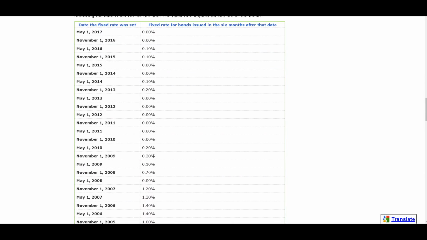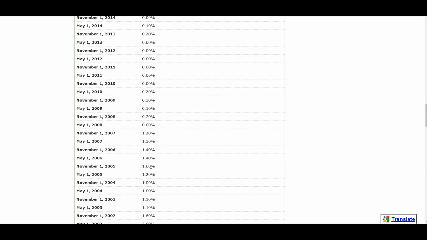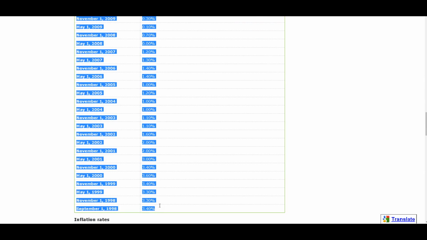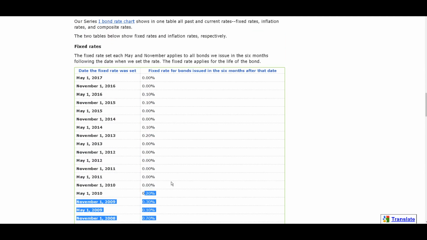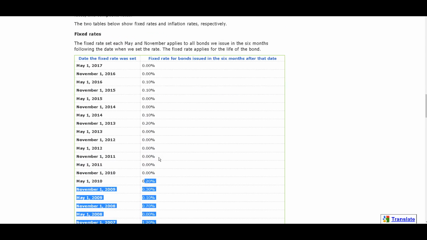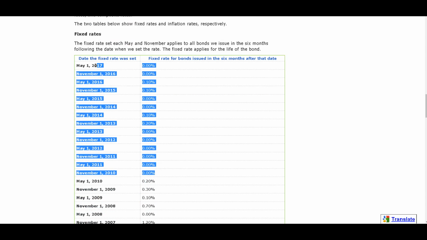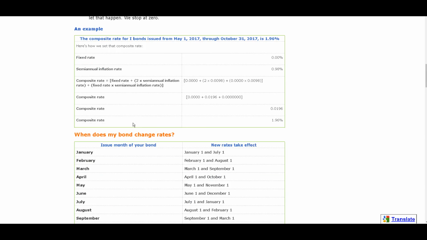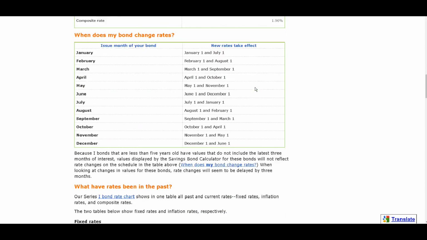And they have it right down here. So if you purchased bonds in 2010, before that they had decent fixed interest rates, then you had a fixed interest rate guaranteed no matter what, plus they added their own inflation rate. Right now there is no fixed rate. It's very low, 0%, but they do add an inflation rate of 0.98%.